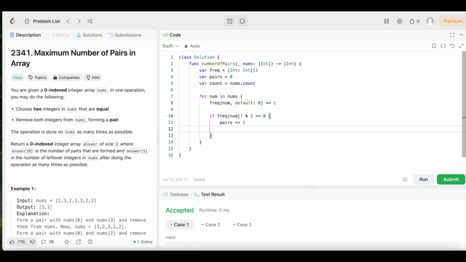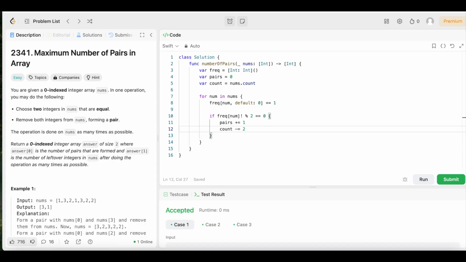That also means we need to remove those pairs from the array, or at least in this case, we're going to say count minus equals 2 to simulate us removing the pairs, because remember, we don't have to actually remove the pairs. We just have to keep count of what's left in the array, right? So each time we find a pair, we can just subtract 2, which will simulate us removing those pairs when it comes to the count of elements that are in the array.